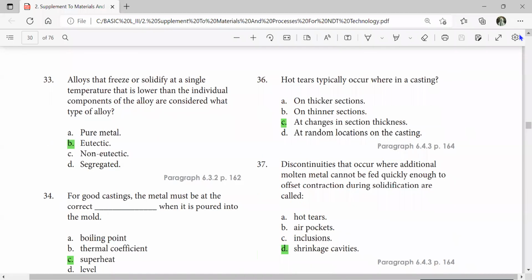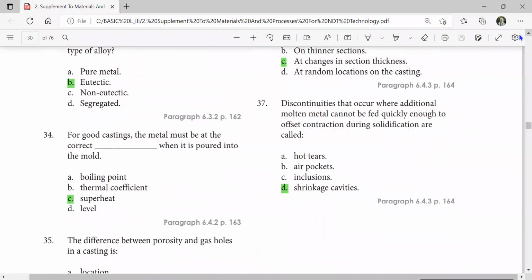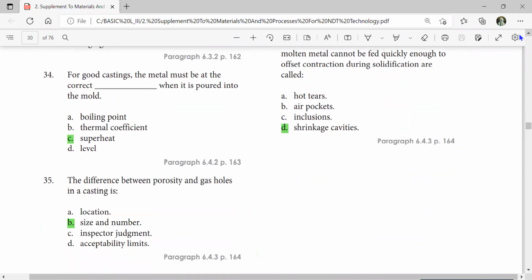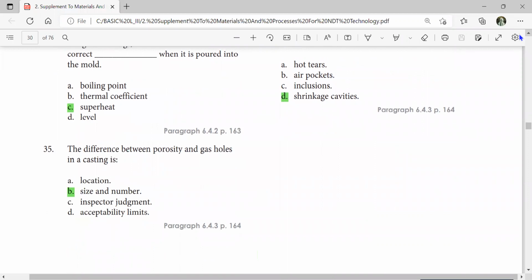Alloys that freeze or solidify at a single temperature that is lower than the individual components of the alloy are considered eutectic alloys. If it is not a single temperature, then it is non-eutectic. So different alloys combined together, or some impurities, that's why non-eutectic. For good castings, the metal should be at the correct superheat when it is poured into the mold. The difference between porosity and gas holes in a casting is size and number.